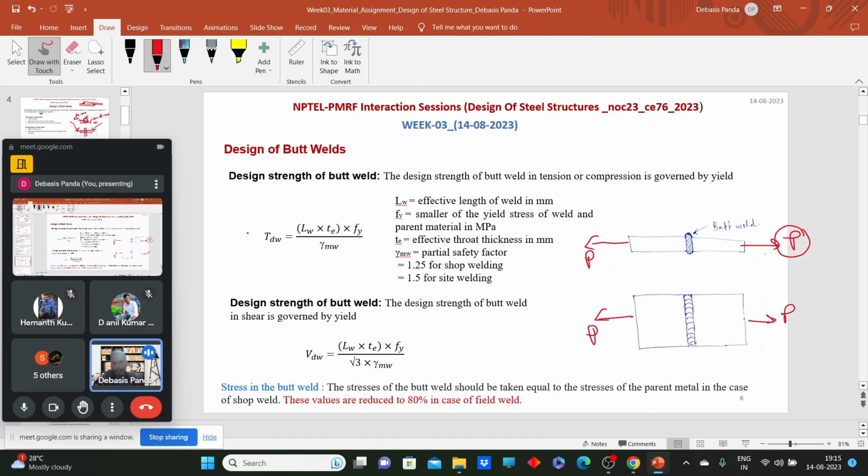So what will be the design strength? The design strength will be the effective area. What is the effective area? Effective length into effective throat thickness into the yield strength, because this kind of joint will fail in yielding, or yielding will be the mode of failure for this kind of joint.